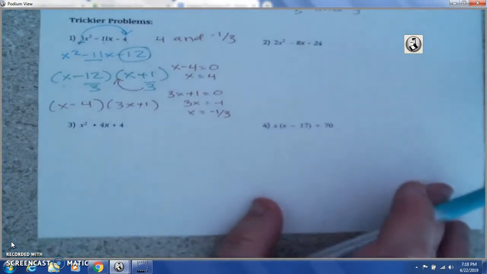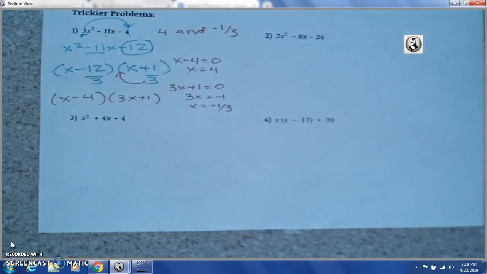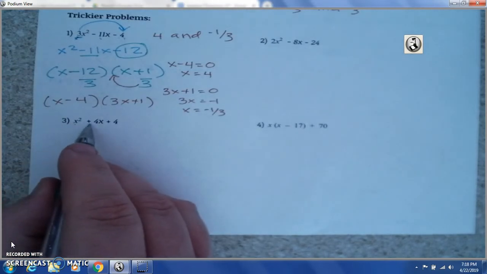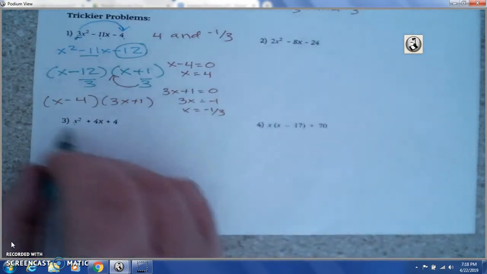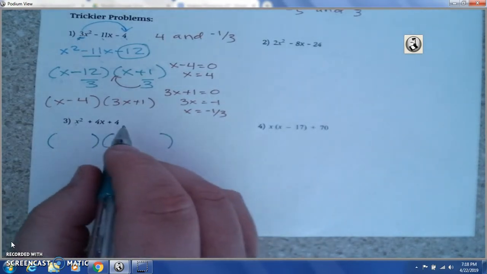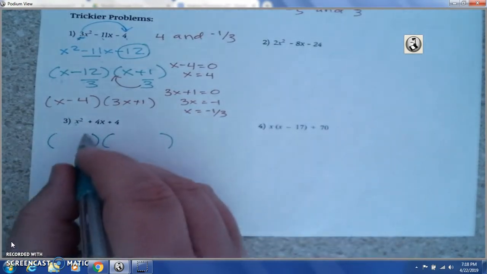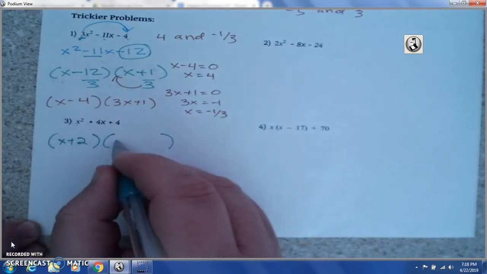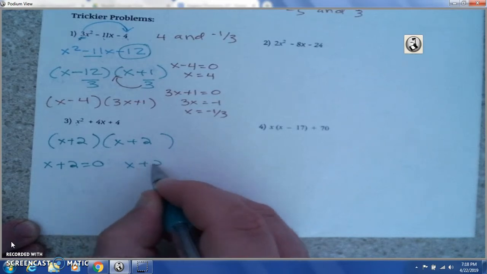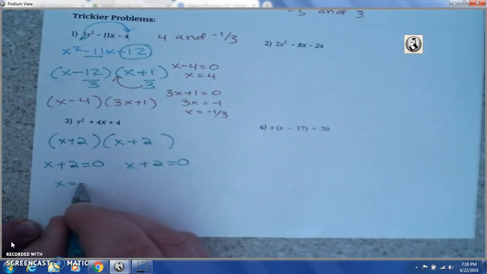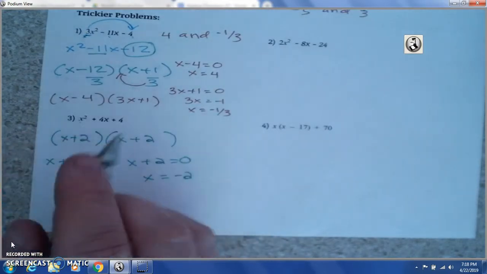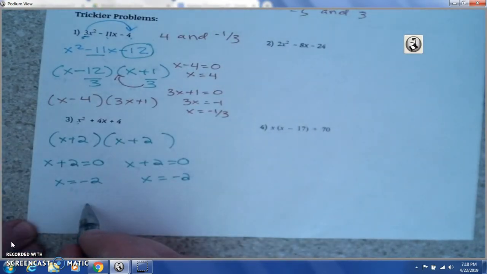Let's go to 3 first, okay? Because you can put that in your graphing calculator, and I'm running out of time. Okay. X squared plus 4x plus 4, okay? In this situation, what multiplies to 4 but adds to 4? So it's 2 and 2, right? X plus 2 times x plus 2. So x plus 2 equals 0, and x plus 2 equals 0. So x is negative 2 in this situation, and in this situation. And because of that, despite it having the little 2, it only has one 0, and that's negative 2.